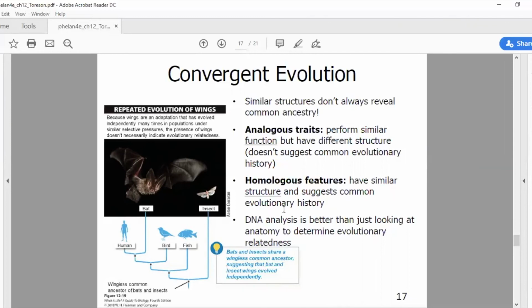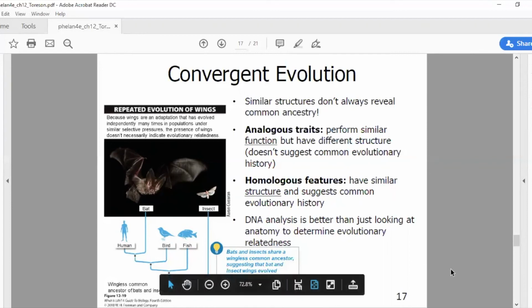Analogous traits, though, are different. Analogous traits perform a similar function, but do not have similar structure or similar anatomy. So, for example, bats and insects both have wings that enable them to fly, but the structure of bat wings and the structure of insect wings are completely different and don't have any similarities to one another, and therefore don't suggest common evolutionary history.